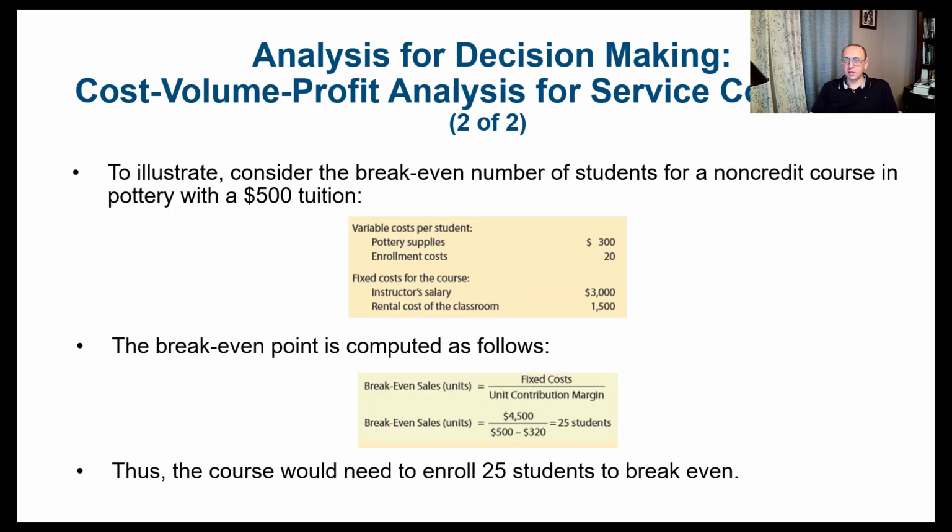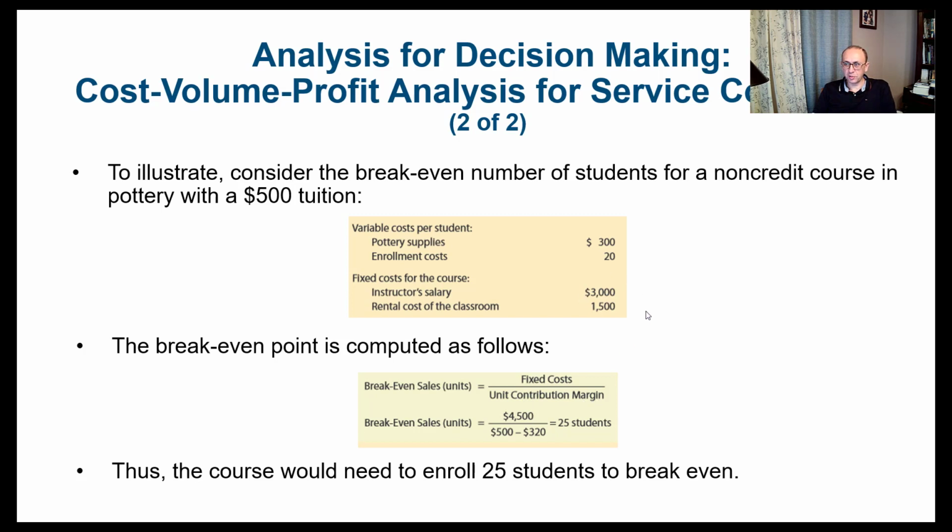So let's see this example, and it relates to universities and or colleges, and let's see how this works. Consider the break-even number of students for a non-credit course in poetry with a $500 tuition. The poetry supplies are $300. The enrollment cost is $20. The fixed cost for the course for the instructor's salary is $3,000, and the rental cost of the classroom is $1,500. So the break-even sales would be the fixed cost divided by the unit contribution margin.